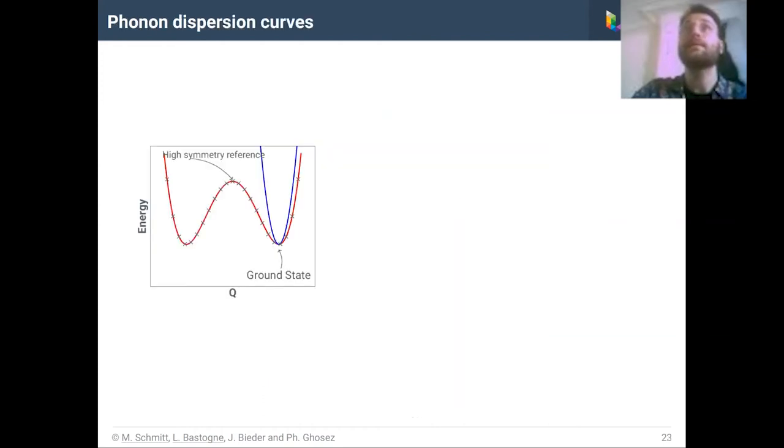Then the last test that we do is to recalculate the phonon dispersion around the ground state. So we have a local maximum that is the reference, and then we make a fit, and somewhere lower there's a ground state. There we now want to calculate the harmonic part, the phonon frequencies, but our expansion will be dominated by the anharmonic terms.